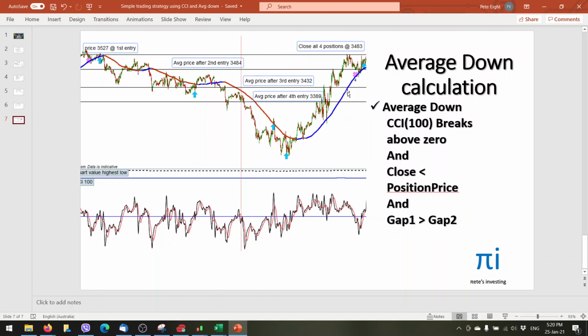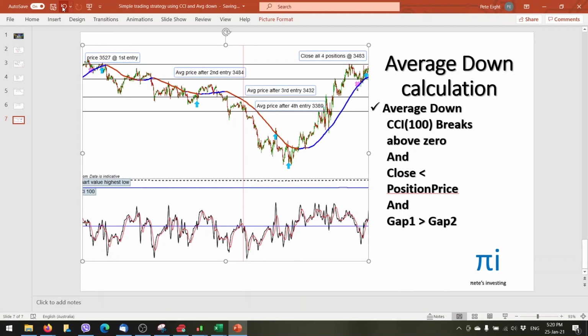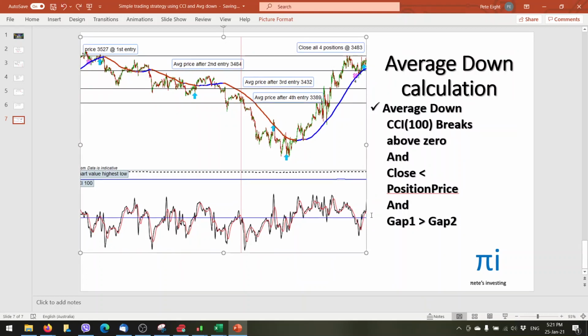The price reversed. The CCI in this example broke above, turned into negative, broke below the 0 line. The close was greater than the position price. The position price was, at this point, the average there, and it is greater than the 33.89. That pink cross is where it closed. And gap 1 is greater than gap 2, so it's gone by at least 70 points above, and that's where we're exiting. And that's our little exit point.